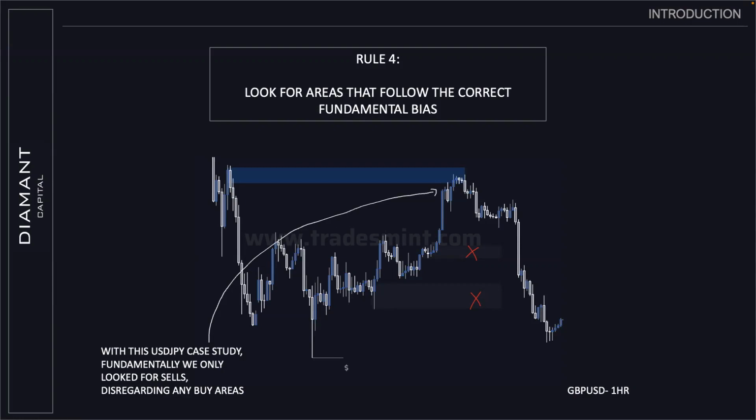But that's going to be it for this lesson. In the next one, I'm going to be talking about a few more confirmations. But yeah, these are the main four rules, pretty much.